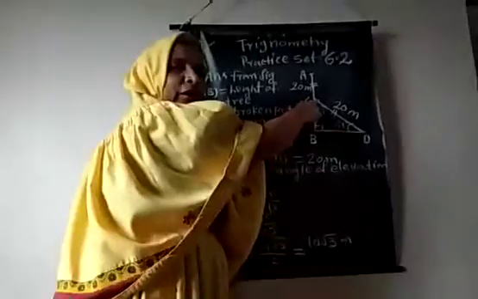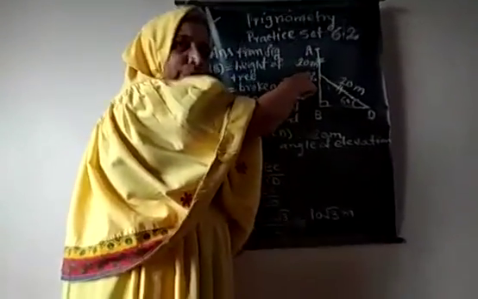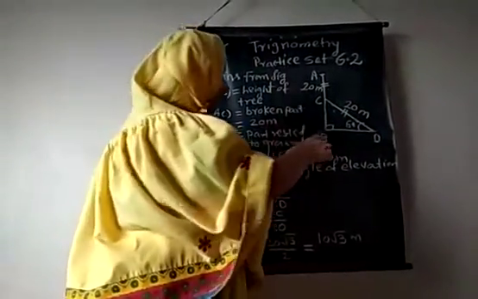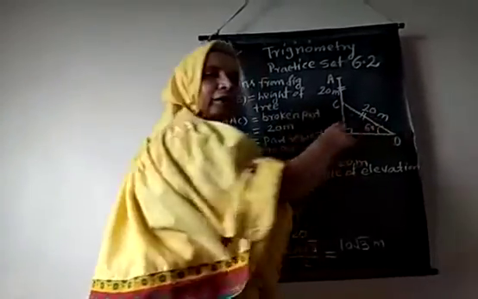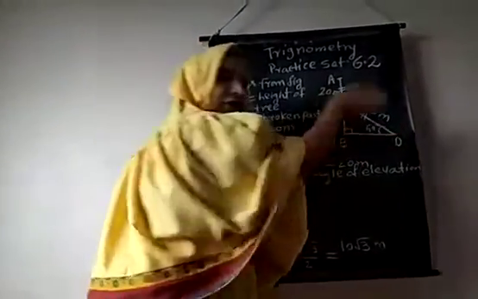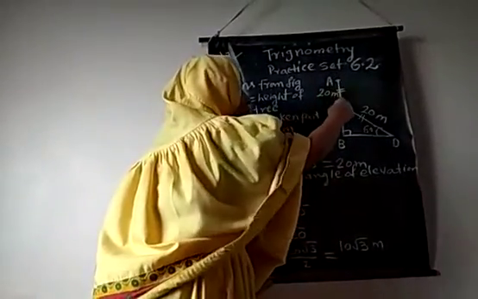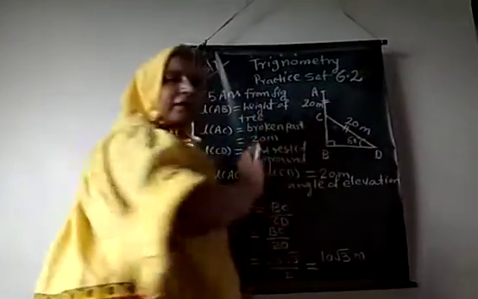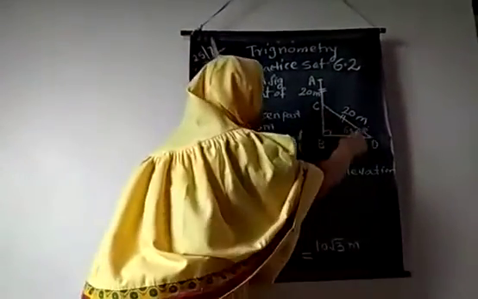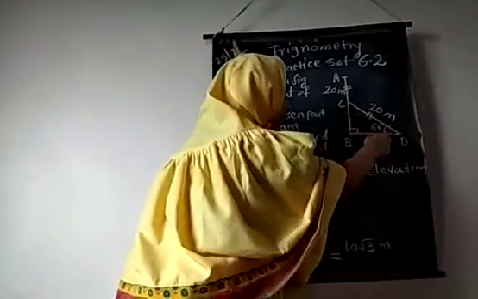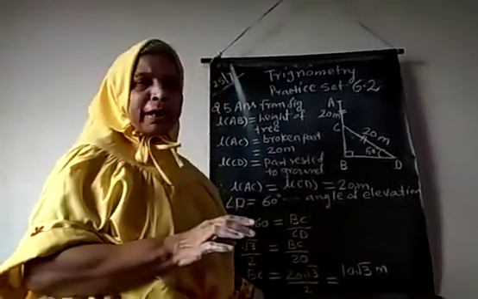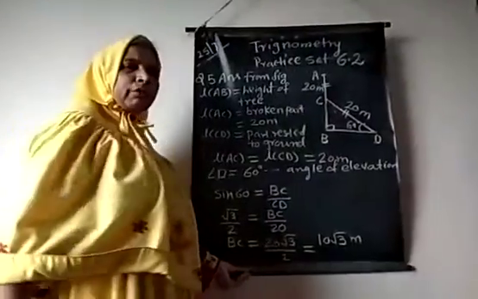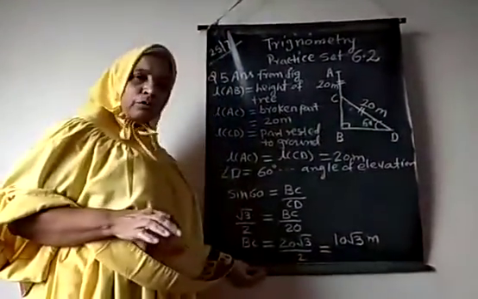At point C, the tree is broken due to the storm and it rests on the ground, touching the ground at point D. Therefore, AC and CD are both equal because the same part is touching the ground. A part of 20 meter is broken and rested. Therefore, AC and CD are 20 meter. After resting on the ground, the broken part makes an angle of 60 degree with the horizontal, that is the ground. So 60 degree is the angle of elevation made by the broken part to the ground.